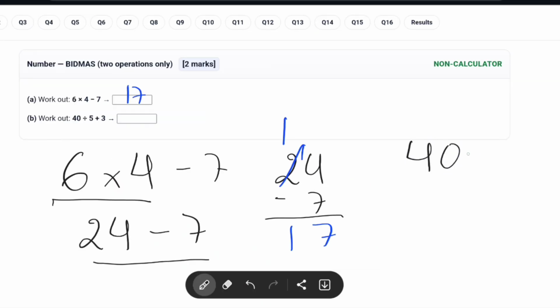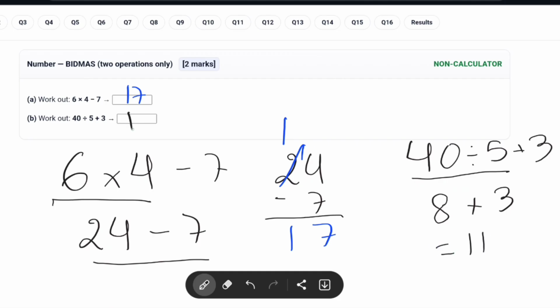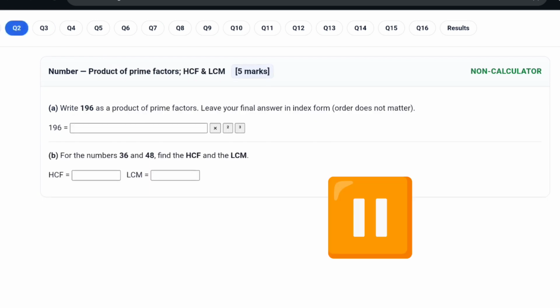On question B, we can find a division and an addition. The first thing that we're going to need to focus on is the division, and 40 divided by 5 gives us 8, plus the 3 is going to give us a total of 11, and that will be the answer for 1B.